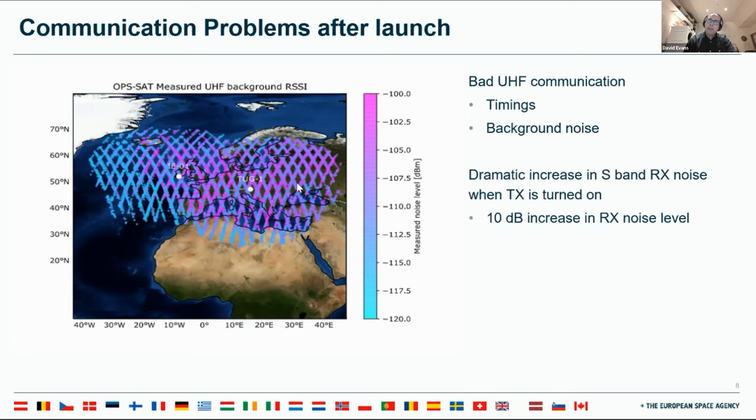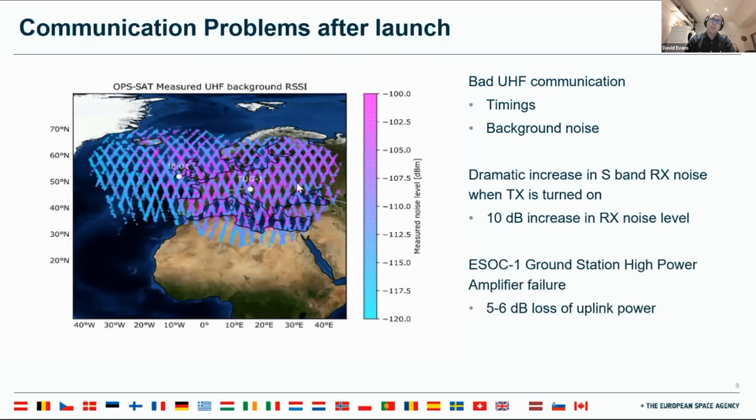Second thing that happened is we have S-band. S-band is protected. And so when we turned on the receiver, everything was fine. We could send telecommands. But when we turned on the transmitter at the same time, we saw a dramatic increase in noise. So 10 dB, so a 10 times increase in the noise level. So there was an interaction, feeding of noise into the receiver. And of course, this makes life very, very difficult in order to try and command the spacecraft.